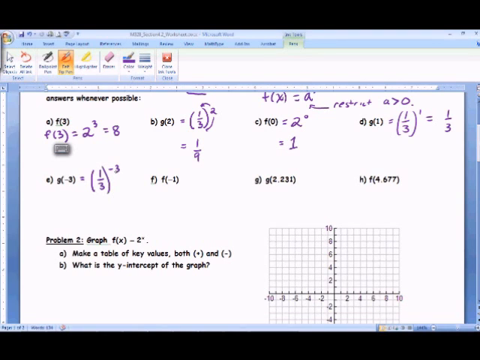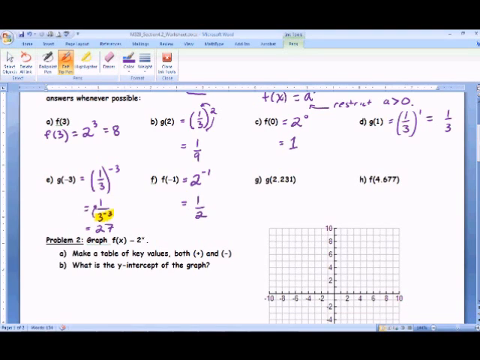1/3 to the -3 power. Well, that's the same as 1 over 3 to the -3, which is 27. If you're wondering how I got the 27, what I did was I took the 3 to the -3rd and moved it up to the numerator and made it 3 to the +3rd, which is 27. F of -1, that means we're taking an input of -1 into our function, 2 to the -1. That's 1/2.